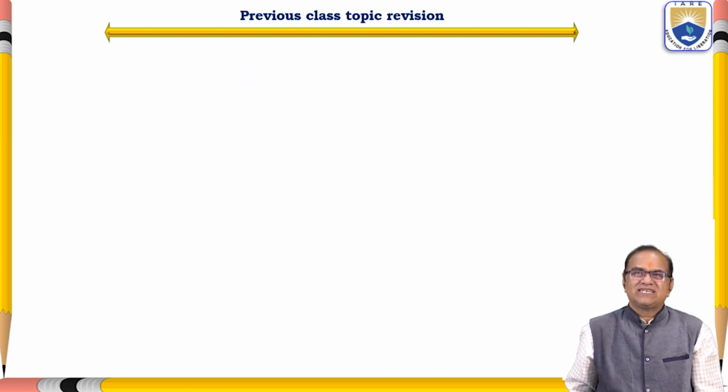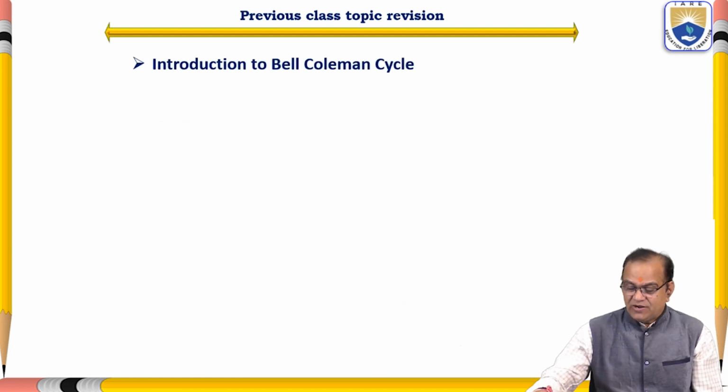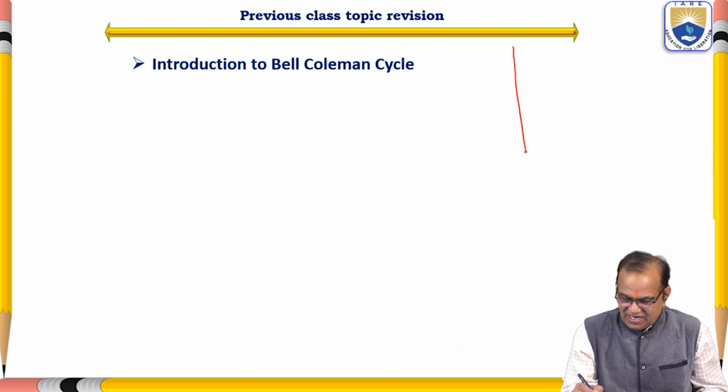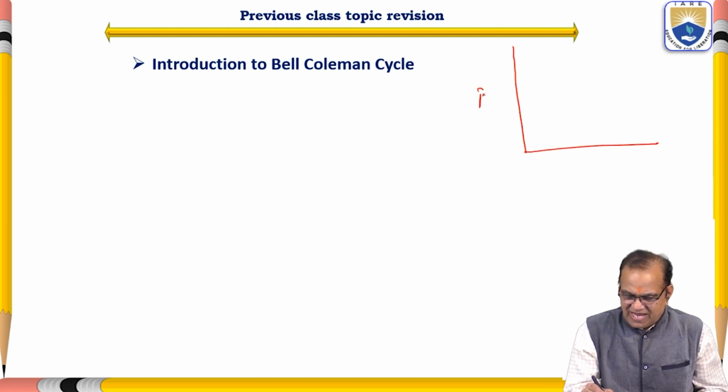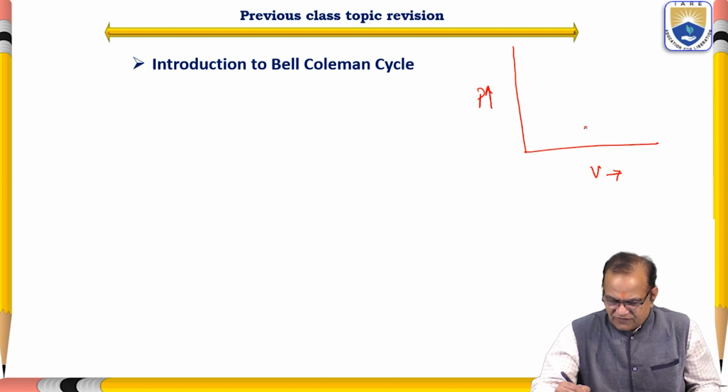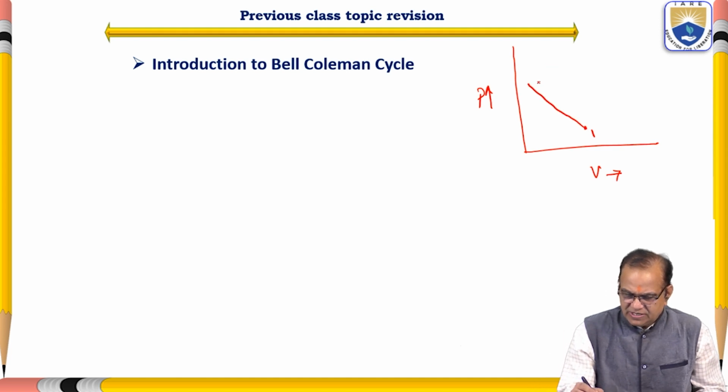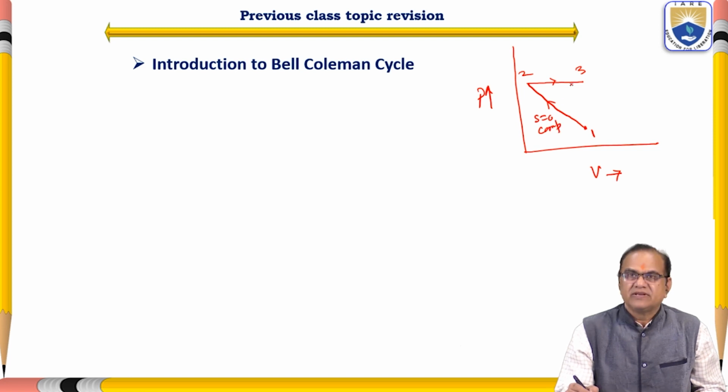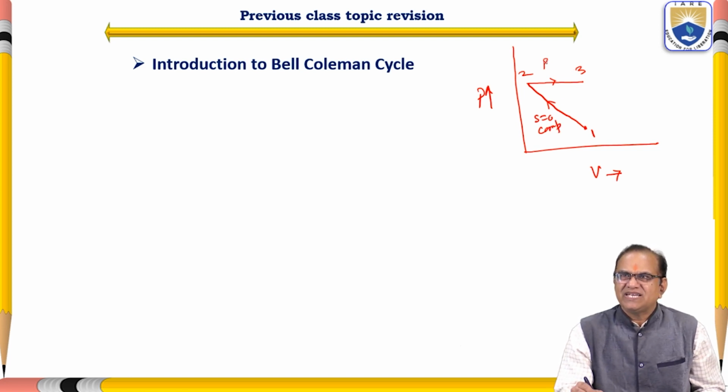In the previous class, I covered the introduction to the Bell Coleman cycle. Here it is a PV diagram. Initially it will start from point 1, an isentropic compression. From 2 to 3, it is isobaric, S is equal to C, and it is a compression. 2 to 3, P is a constant. It is called isobaric.